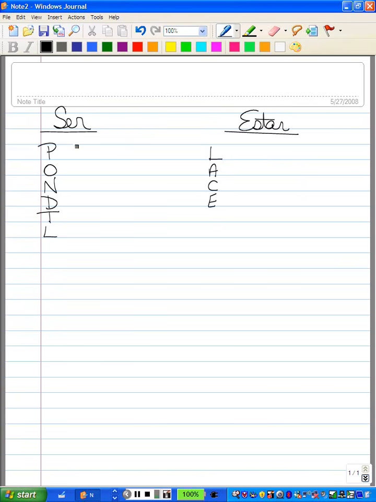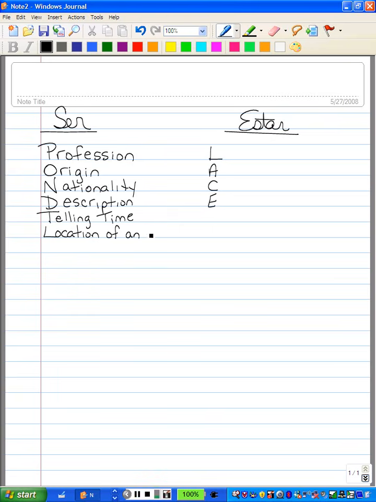Okay? For ser, you use ser anytime you're telling someone's profession, anytime you're telling someone's origin. The N stands for nationality. The D is a description. The T is for telling time, and we learned that in Lesson 1 when we said ¿qué hora es? Es la una, son las dos, son las tres. And the L here is for the location of an event.